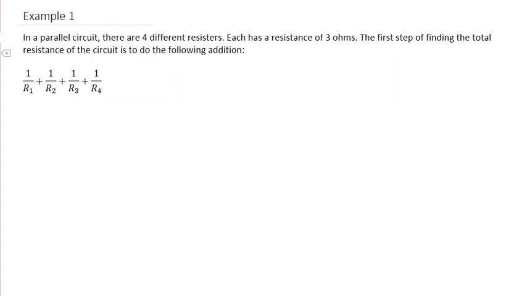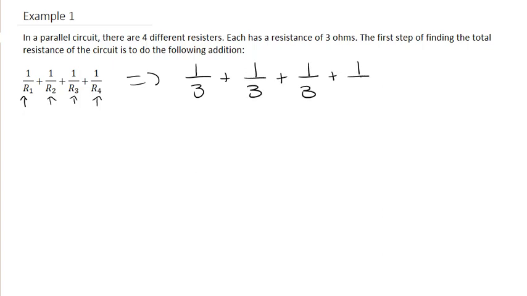So example 1. In a parallel circuit, there are 4 different resistors. Each has a resistance of 3 ohms. So the first step of finding the total resistance of the circuit is to do the following addition. Each resistor, which is resistor 1, 2, 3, and then 4, has a resistance of 3 ohms. So we're going to substitute the 3 in for every R that we see. So we have 1/3 plus 1/3 plus 1/3 plus 1/3.